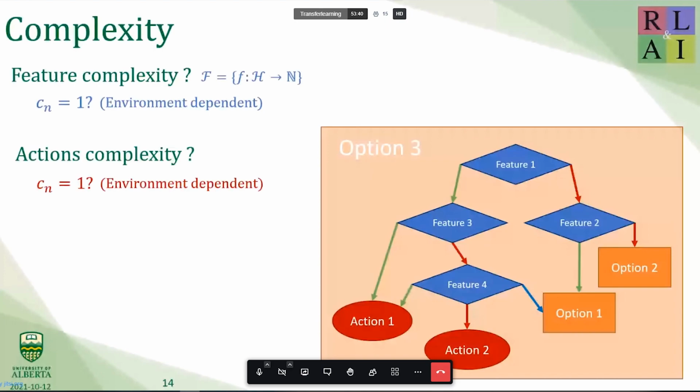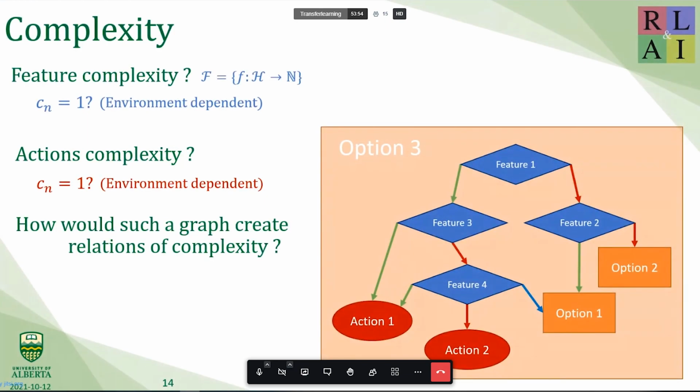Same goes for the actions complexity. The actions themselves are part of the environment and they depend heavily on it, so those do not depend on the agent. But still, if we do have those complexities, wherever they come from and whatever their value, how would such a graph create a relation of complexity? And what would be the complexity of the option, given that we have the complexity of features and actions?